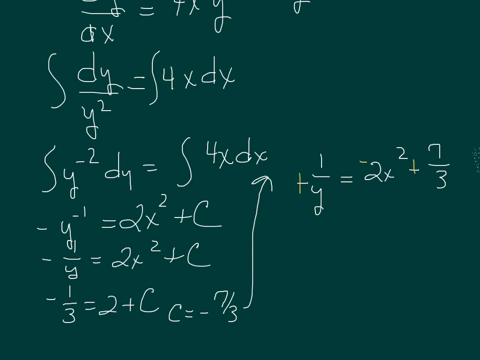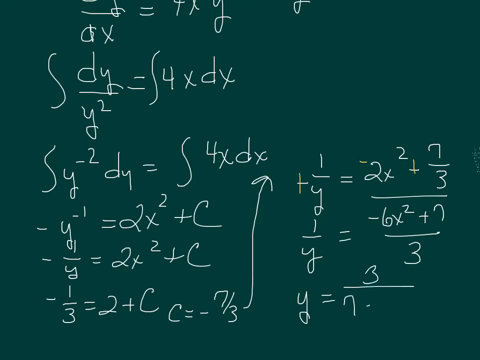All right, I'm going to get a common denominator on this side. So that's going to be 3, so we're going to have -6x squared plus 7 over 3 equals 1 over y. So how can I solve that for y? Flip it. Y equals 3 over 7 minus 6x squared. I just moved that minus 6x squared. It doesn't really matter which order we put it in, but we just solved that differential equation.